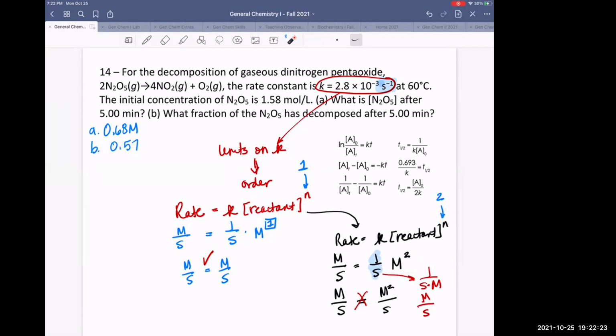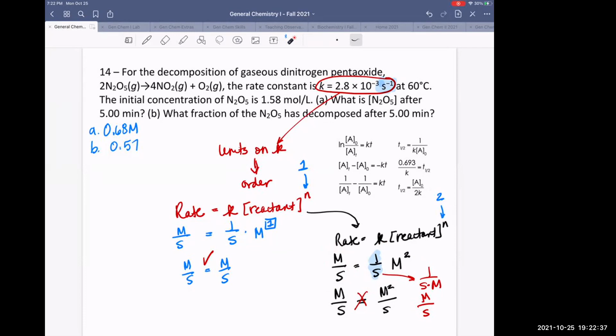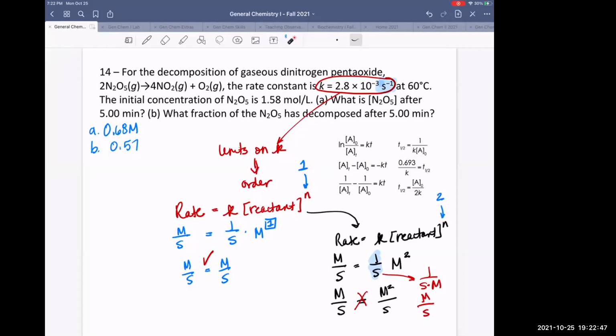Okay. Are you with me on that? Yep. So I need to figure out what I need to have that I'm multiplying by molar squared so that I end up with units of molar per second. Yeah, you've got to have one of your molars cancel. Yes. So that means I need units of my rate constant that have molar in the denominator. Yeah, to give you that extra molar so that it'll cancel out.